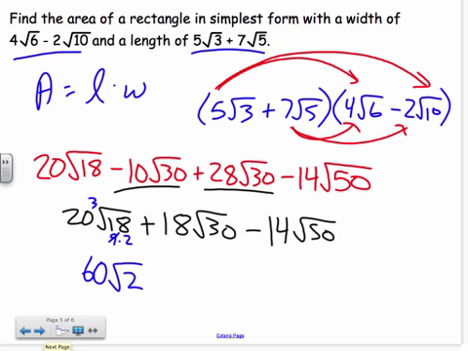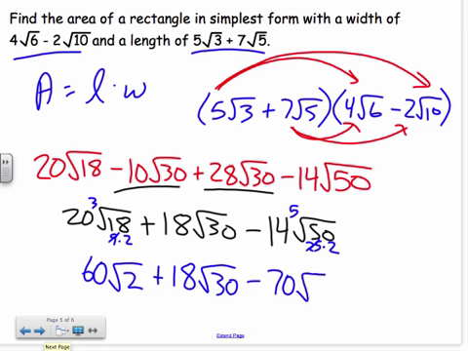Looking at 30, are there any perfect square factors? Let's see. 4 doesn't go into it. 9 doesn't go into it. 16 doesn't go into it. So we're good. There are no perfect square factors, so I leave it as 18 times the square root of 30. And 50. Well, 25 times 2. And the square root of 25 is 5. So 14 times 5 is 70. So minus 70 times the square root of 2.